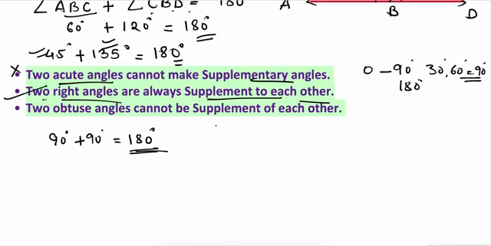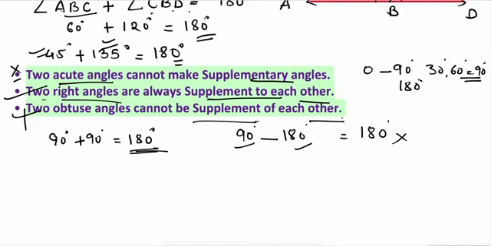Second, two obtuse angles cannot be supplements of each other, because an obtuse angle is between 90 and 180 degrees. The obtuse angle is greater than 90 degrees but less than 180 degrees. So if two angles are greater than 90 degrees, then their sum cannot be equal to 180 degrees. So only two right angles can make supplementary angles; two acute angles cannot, and two obtuse angles also cannot. These are very important points which are asked in exams.